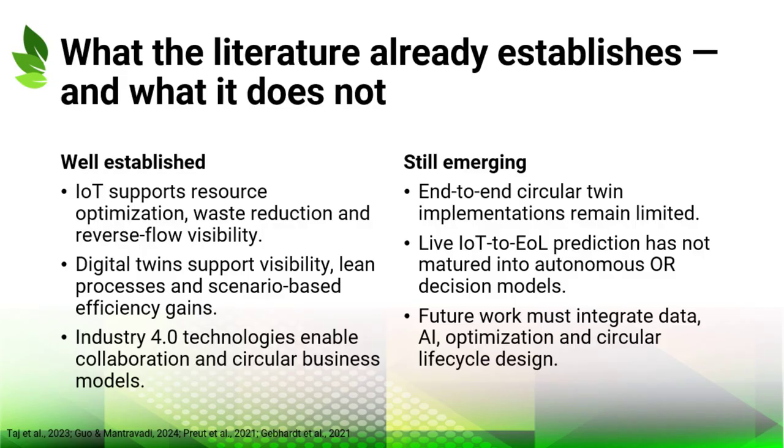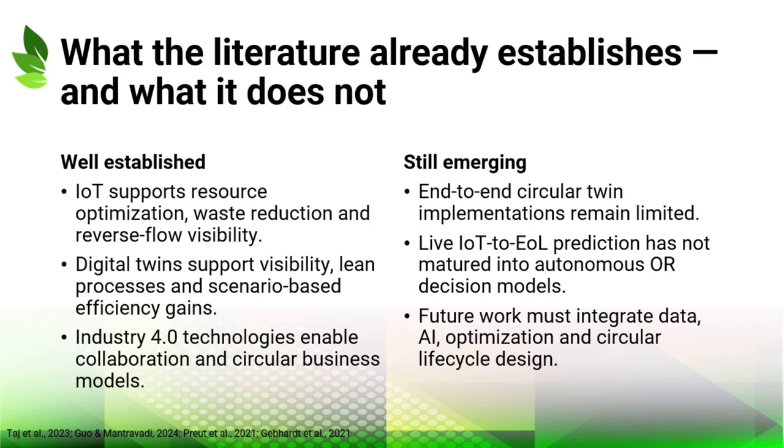Literature already establishes several important points. IoT supports circular supply chain management by improving material control, resource efficiency, transparency, and visibility for reverse flows. Reviews also show that digital twins support lean management, logistics visibility, scenario analysis, and efficiency gains across planning, production, and delivery activities. Industry 4.0 technologies more broadly are linked to collaboration and sustainable business models.